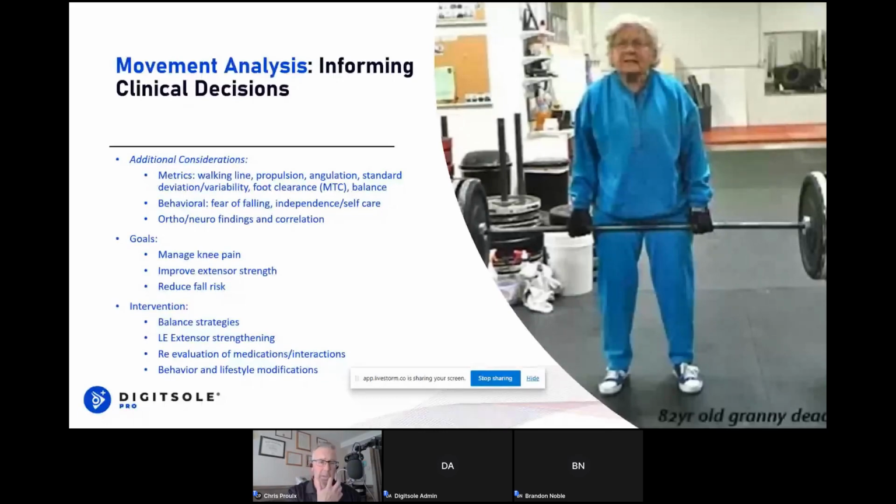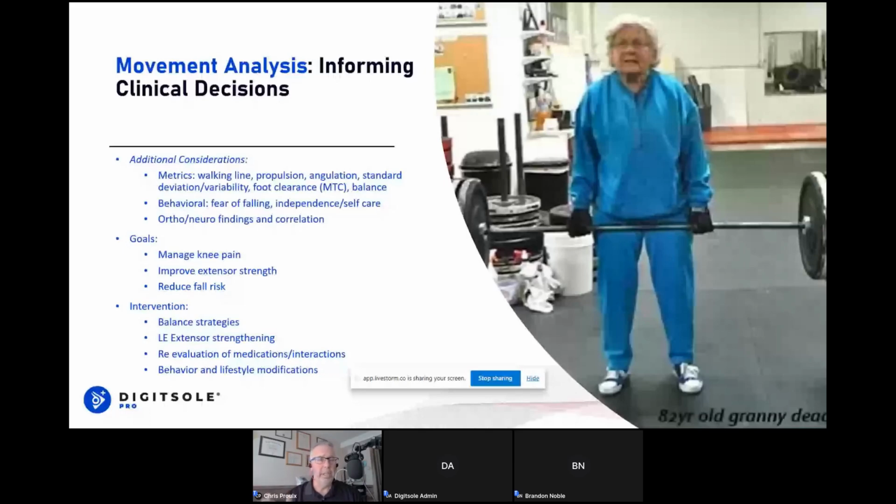So we set goals for her to manage her knee pain, improve her extensor strength, and reduce her risk of fall. Because we also actually did look at something like foot clearance as well as the variability. This was over ground walking, so it wasn't on a treadmill. She was using a cane. The other thing that we suggested is possibly using a full walker instead of using a cane.